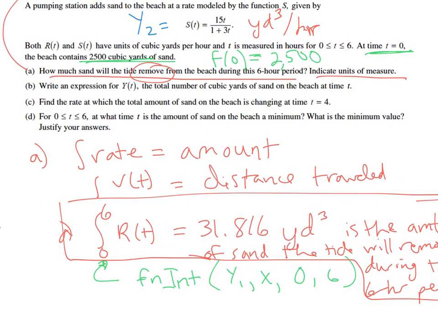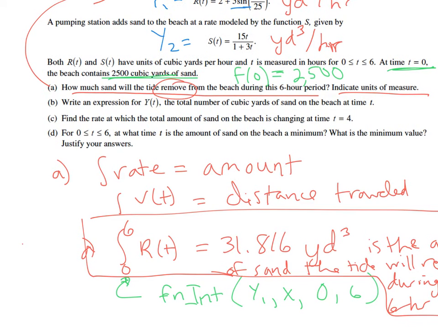Moving on to part B. B, write an expression for, and again, that was 2 points. So if we want to keep track of our points here, we did say that this one was 2 points. Part B, write an expression for y of t. So y is just another variable they're introducing, for the total amount of cubic yards of sand on the beach at time t. So this goes back to my initial thought of, what's the total amount going to be?